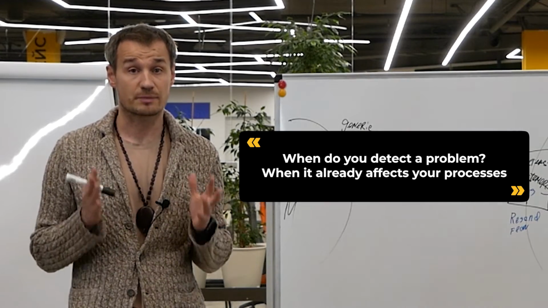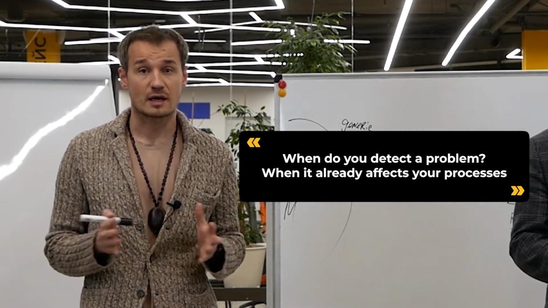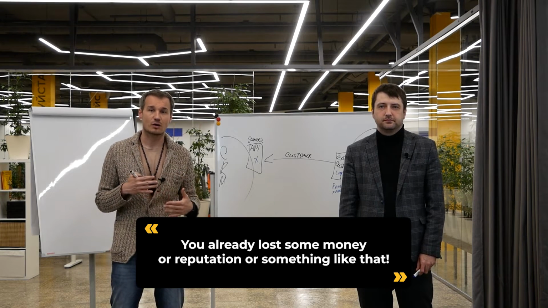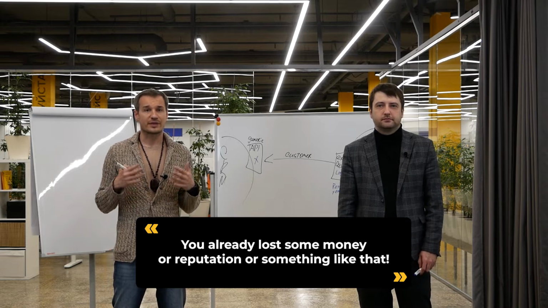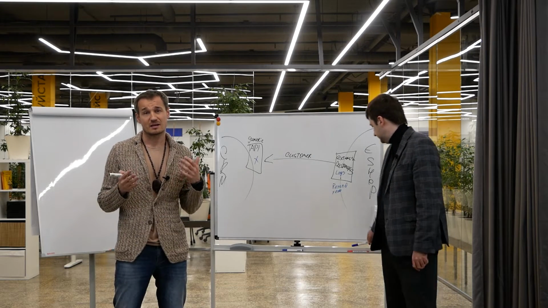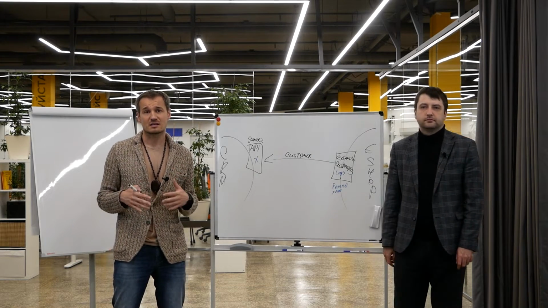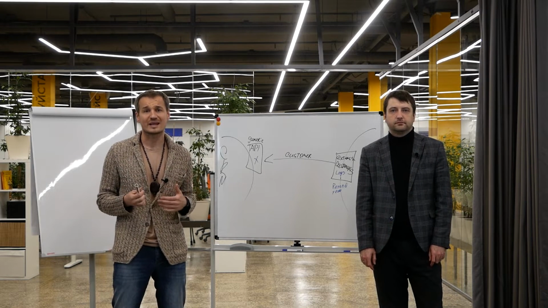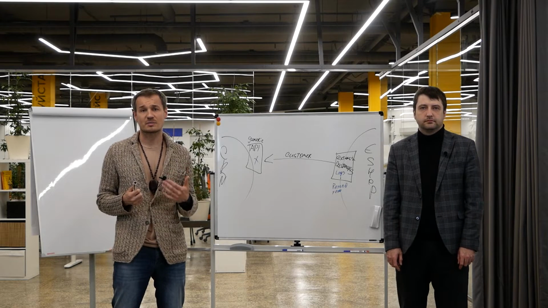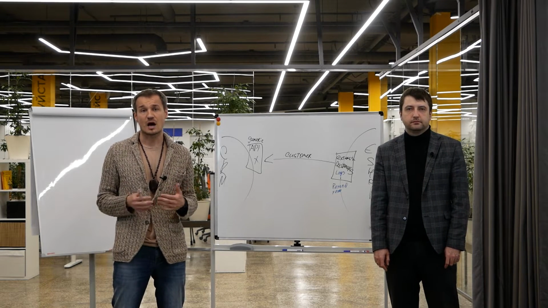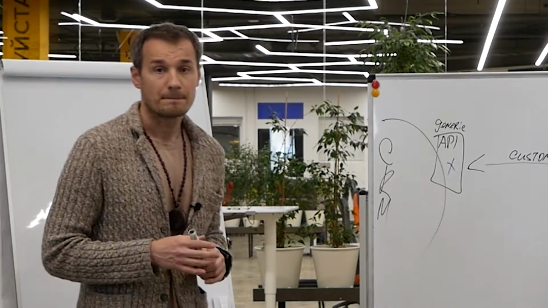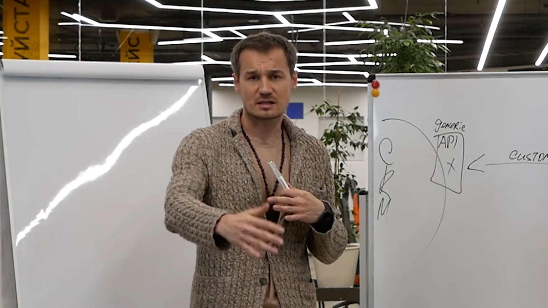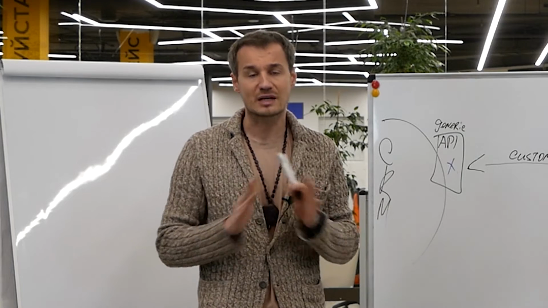How do you detect the problem when it already affects your processes? You have already lost some money or reputation or something like this. You can't sit someone down to monitor the flows because it's usually quite technical and developers are still needed for it. How fast do you solve it? Make logging, make debugging, figure out what's wrong, write a resending script. In general, it's not really fast.